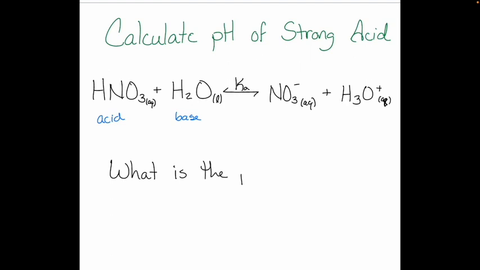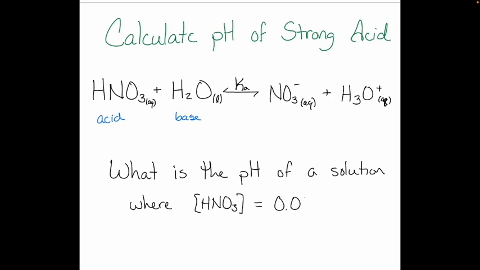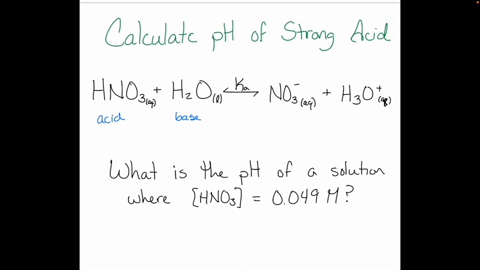What is the pH of a solution where the concentration of that nitric acid is 0.049 molar? Okay, so we're trying to figure out what the concentration of this solution is going to be here. I know the concentration; it was prepared so that my nitric acid concentration is 0.049 molar.